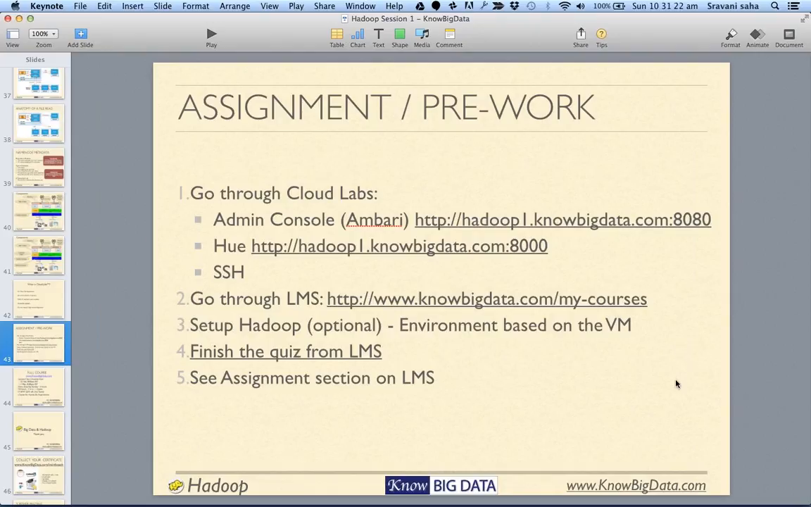So we'll not learn Apache Tez yet. We'll not learn Apache Tez yet in this one.